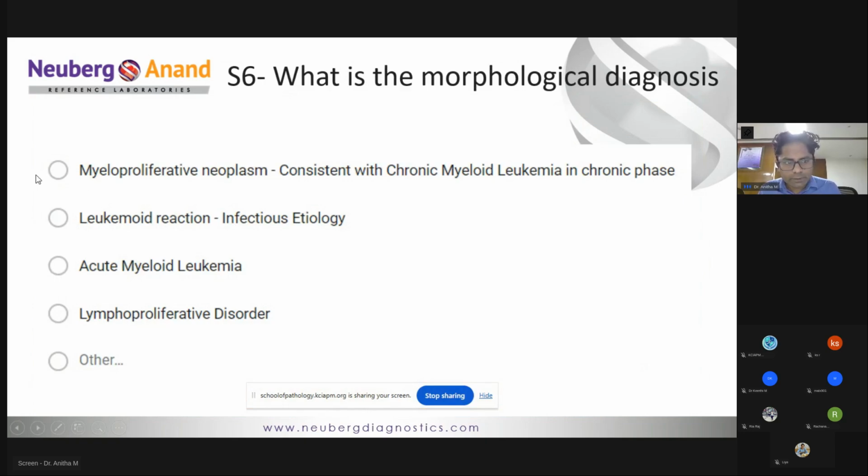But the answer that was expected was that it is a myeloproliferative neoplasm and it's likely to be CML in chronic phase. And Dr. Krishnapriya also said that since the blasts are less, she would not consider AML, but that's not right, because now you have a category of AML with known cytogenetic abnormalities where the 20% blast is not a criterion. So that may be a wrong perception.